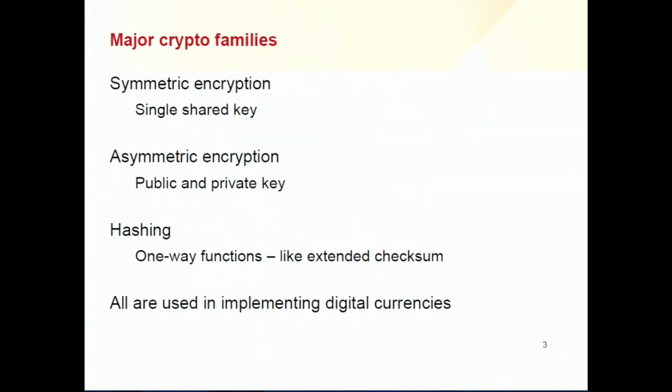So the major crypto families. There's symmetric encryption. That's where there is a single shared key between people that are trying to communicate. Asymmetric encryption, where there's a public key and a private key that each person has. And we'll get into more detail about how that works. And then there's hashing, which are trapdoor or one-way functions that are used to create digests. It's sort of like an extended checksum in many ways. Okay, so all of these three families are used in implementing digital currencies.